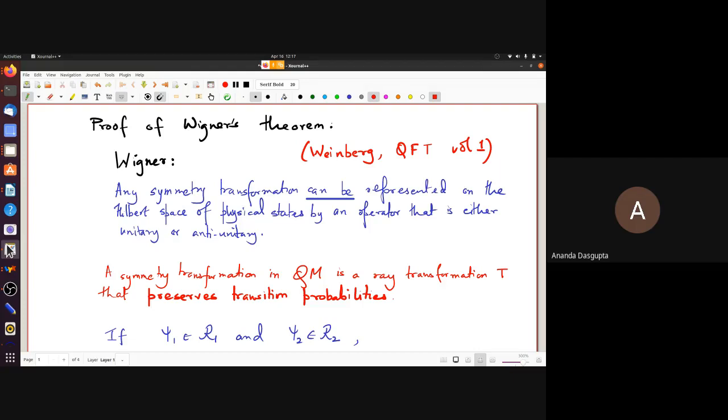And the theorem essentially goes this way. Any symmetry transformation can be represented on the Hilbert space of physical states by an operator that is either unitary or anti-unitary. Now, let me point out one thing. Many of you may have already heard of this, at least if not heard of this as a theorem, may have definitely seen this used. Especially in quantum mechanics, we use it all the time. Even last semester or last year, actually, we used the rotation operator, for example, as a unitary operator which acted on the space of states.